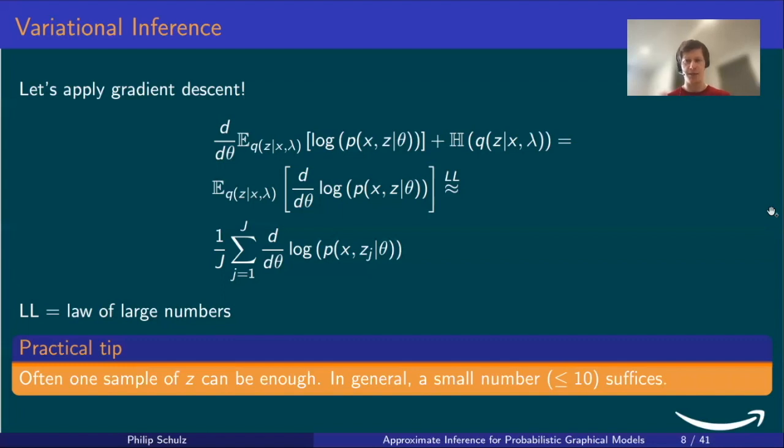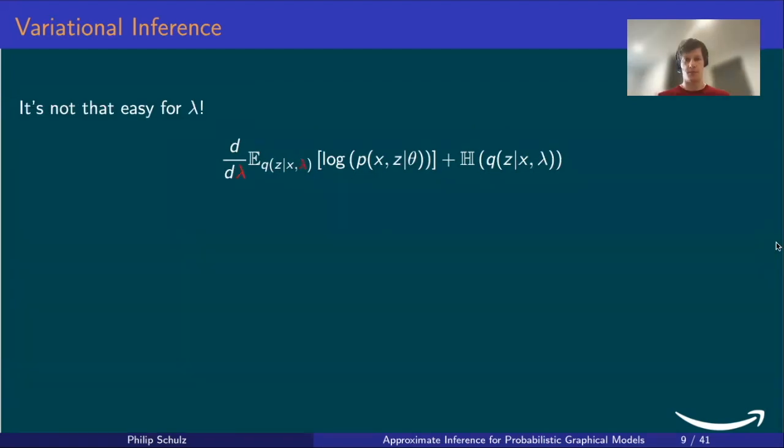Now there's one practical tip. I said the law of large numbers basically tells us if we draw infinitely many samples, we're going to recover this expectation exactly. Turns out that in practice, often one draw of that can be enough. So although it may seem that theoretically you'd have to draw a whole lot of values of Z to get a meaningful approximation here, oftentimes it suffices to only draw one value of Z. And in general, any small number smaller than 10 will suffice to solve even very, very complex optimization problems in that domain.